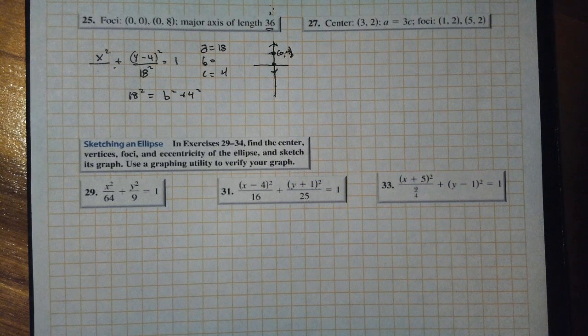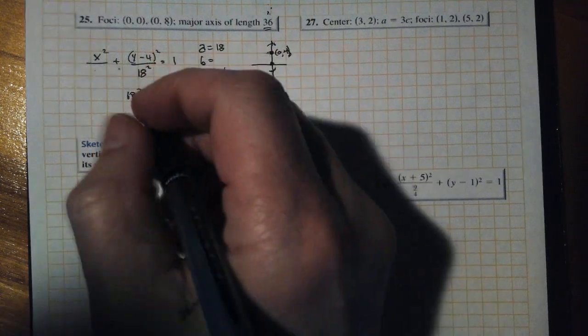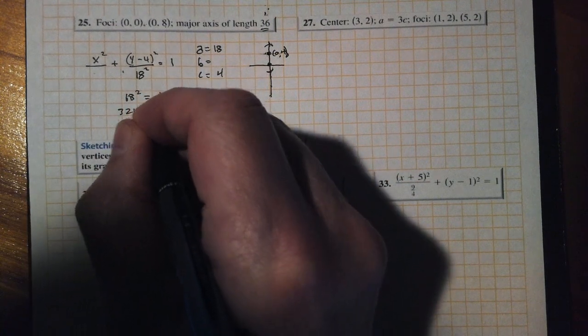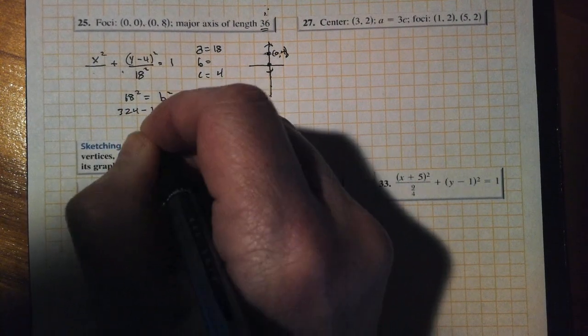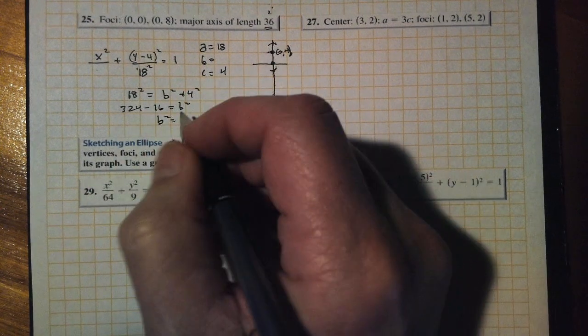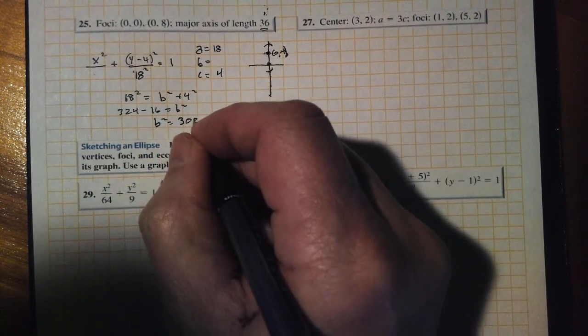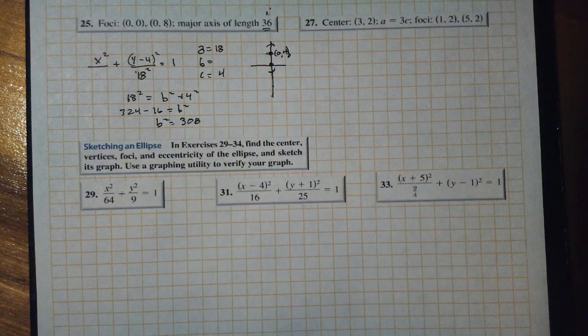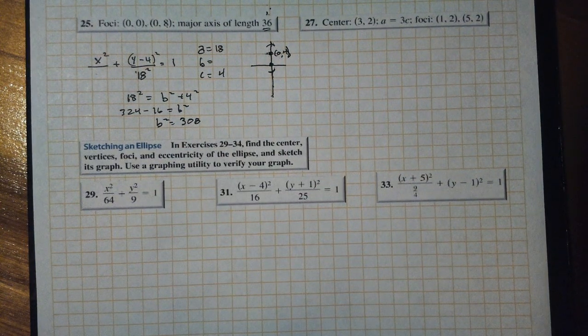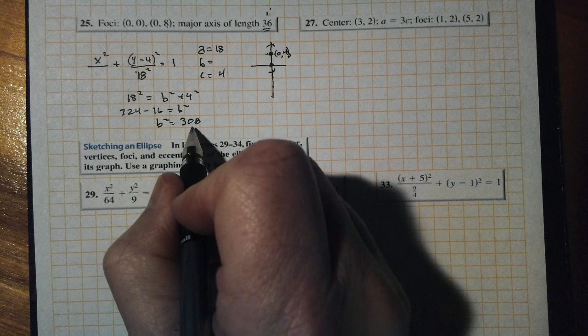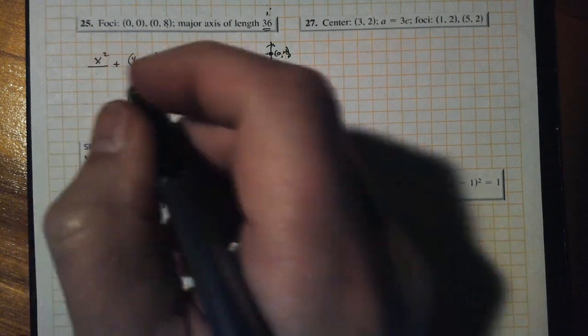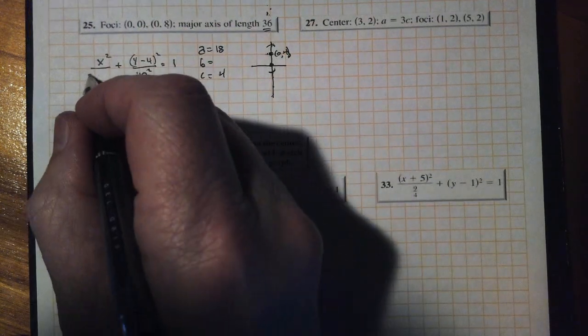18 squared is 324 minus 16. So I get 324 minus 16 is B squared. B squared is 308. So that is B squared. So I end up with 308 right here.